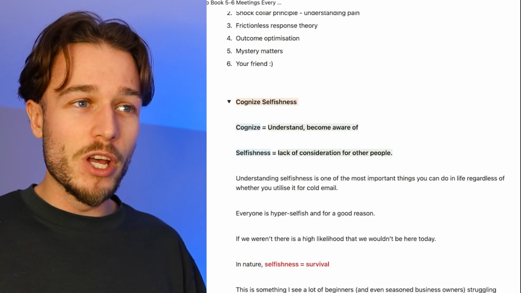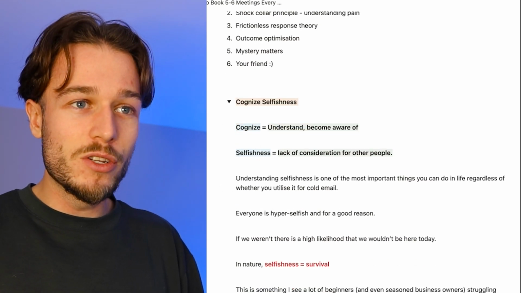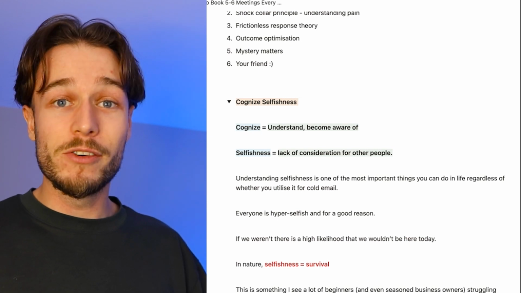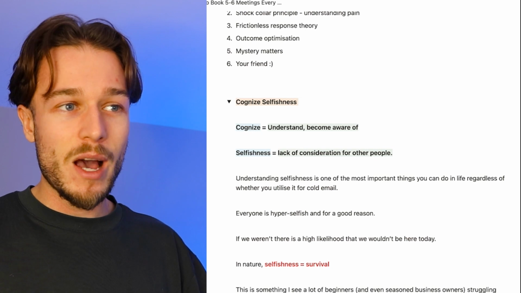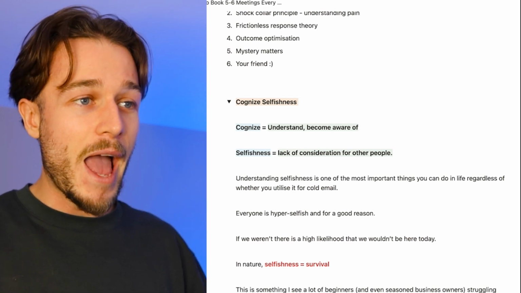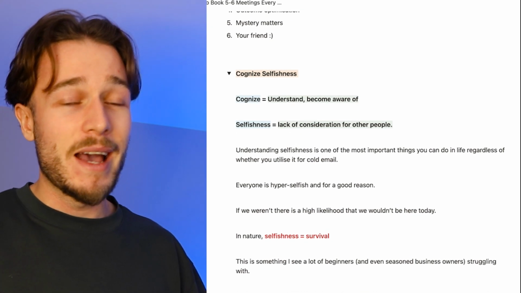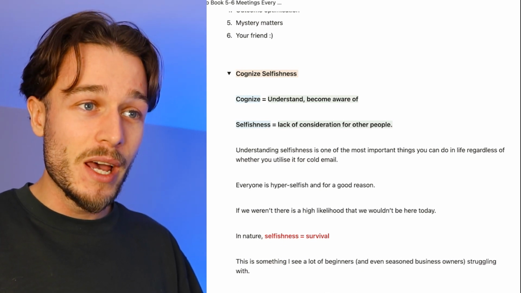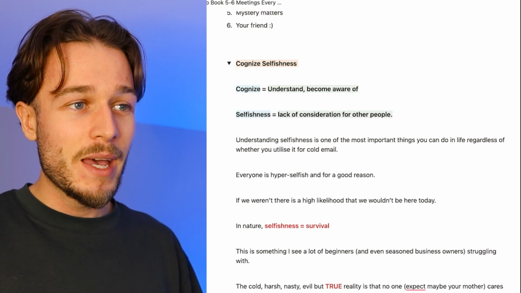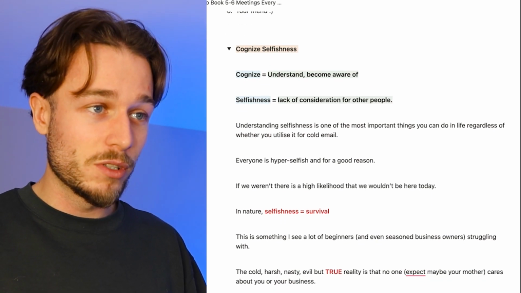So understanding selfishness is one of the most important things you can do in your life, regardless of whether or not you use it for cold email. It's a super, super important thing to understand about human nature, okay? Everyone is hyper selfish, and that's for a very good reason. If we weren't, then there's a high likelihood that we wouldn't be here today, okay? In nature, selfishness equals survival.